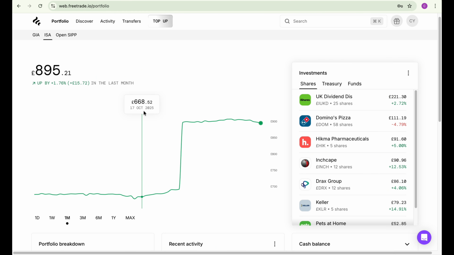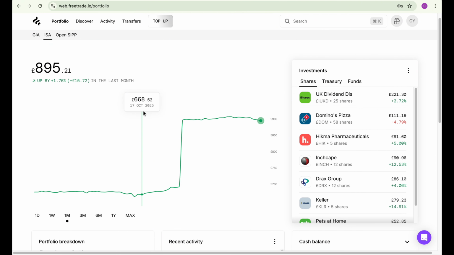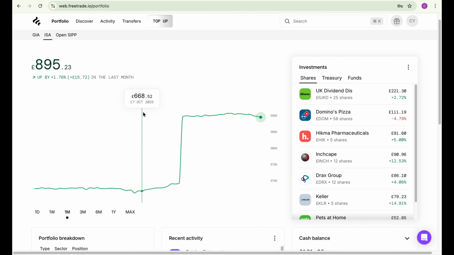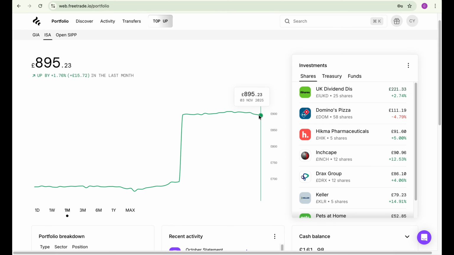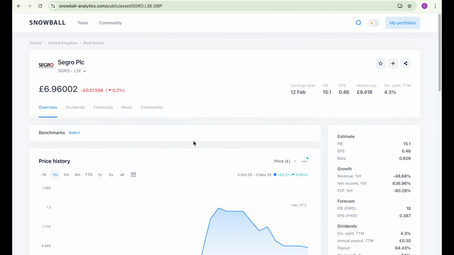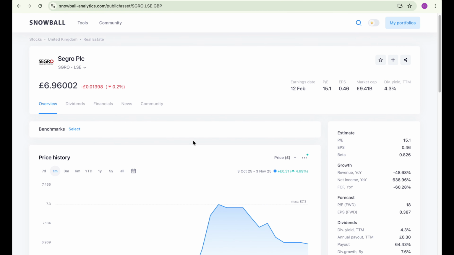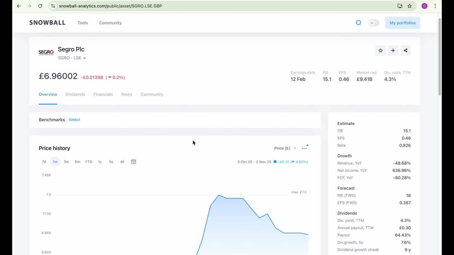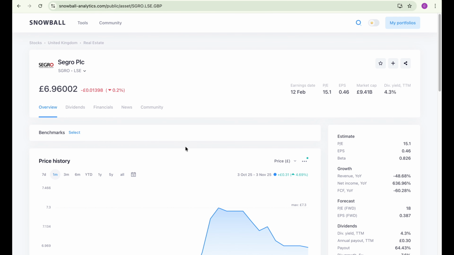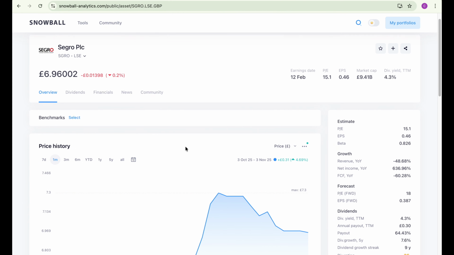The plan with the remaining funds for today's video is to top up some of my existing positions and, of course, open up that new position in Segro. So let's start off by opening that new position up in Segro. And since I mentioned them in the last video, the stock is actually up over 4%, so hopefully it will continue to carry that momentum forward.